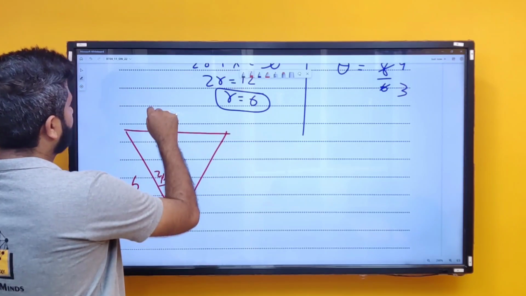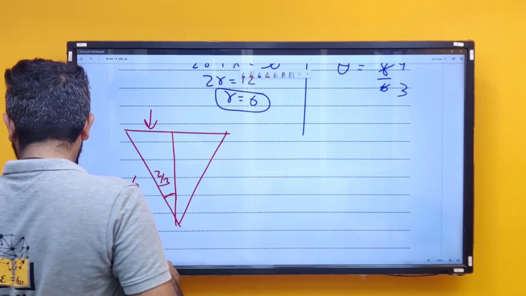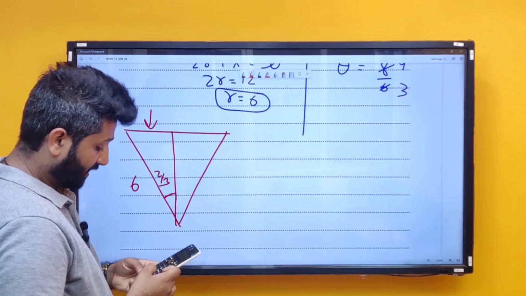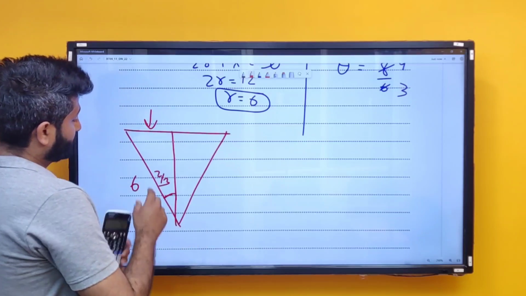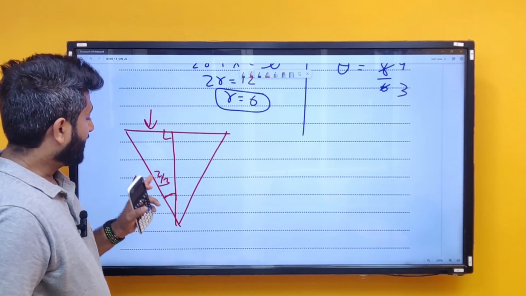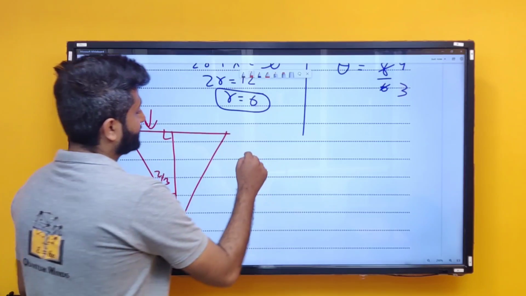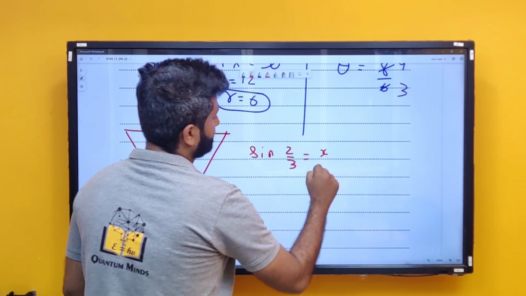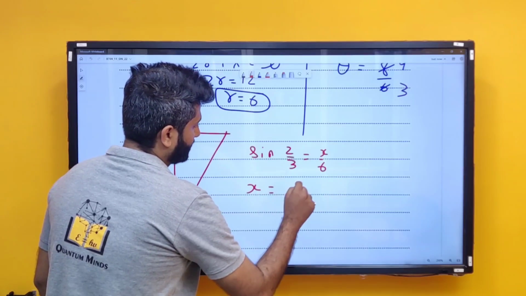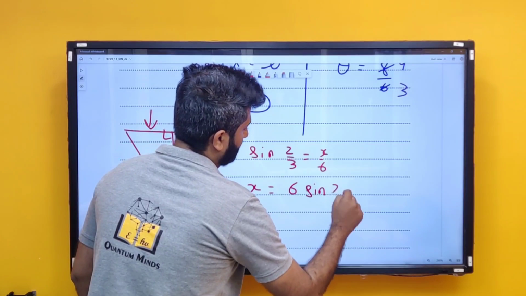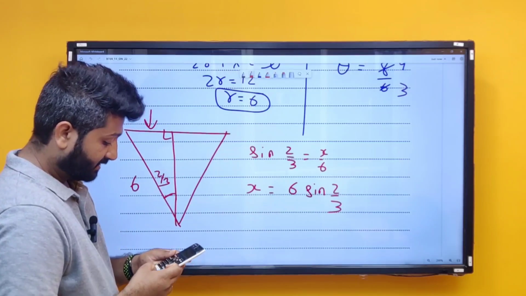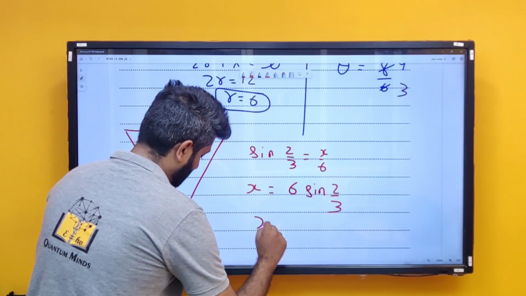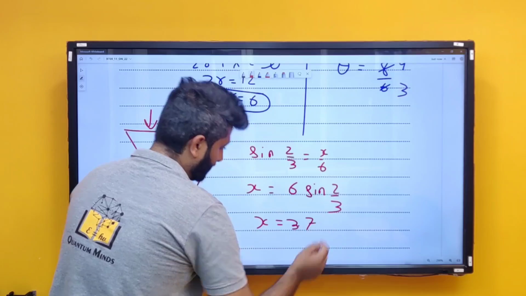So using sine theta, let me find this side. So let me just put my calculator into radians. Angle unit is radians. I have the angle, I have to find opposite. So sine 2 by 3 equals to x by 6. So x is equals to 6 sine 2 by 3. So we have 6 sine 2 by 3 is 3.71. So my value of x is 3.71.